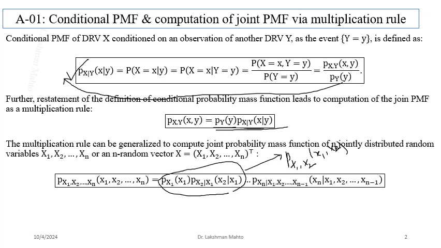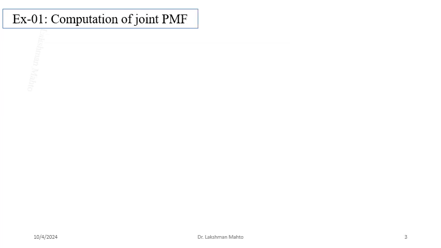You are talking about the probability mass function of Xn when you have already observed the first n minus 1 random variables. And this we call the generalization of the multiplication rule. And it is helping to compute the joint probability mass function of given jointly distributed random variables. So here we will take a simple example.